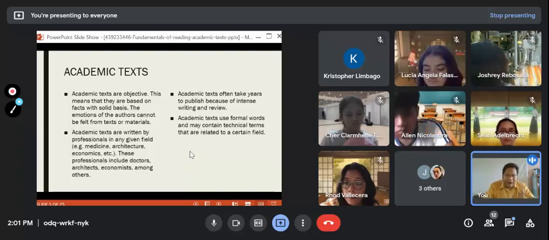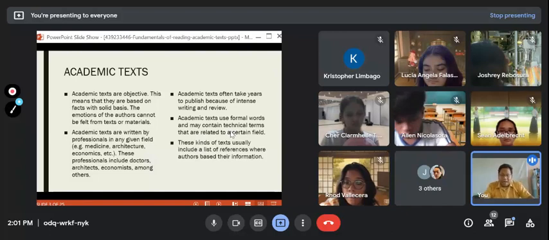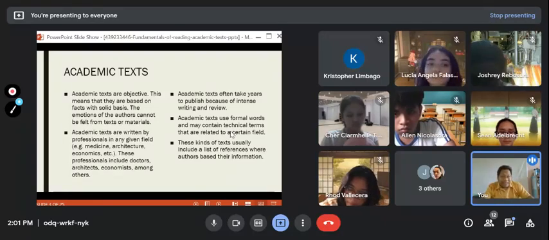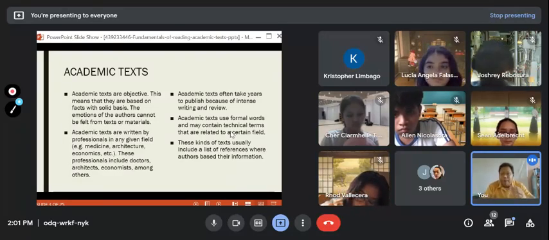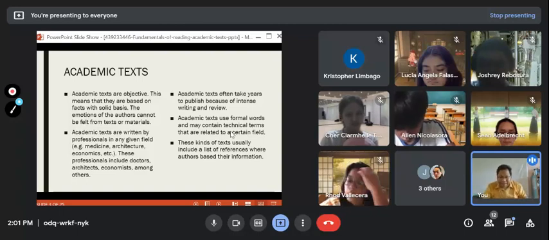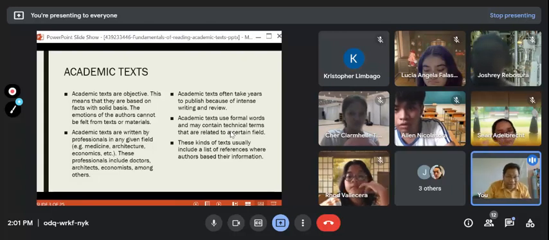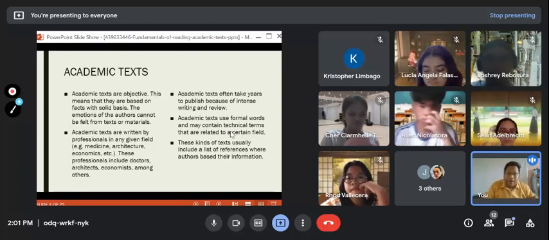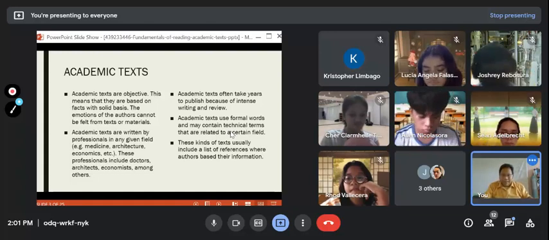Lastly, these kinds of texts usually include a list of references. The referencing also supplements the solidity of the basis established in the academic text. In fact, as the more references there are, people would find that academic text to be more reliable.